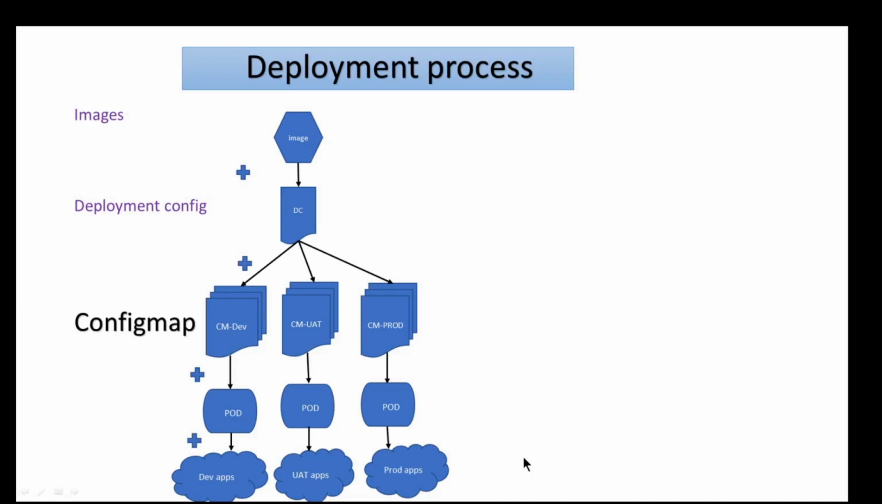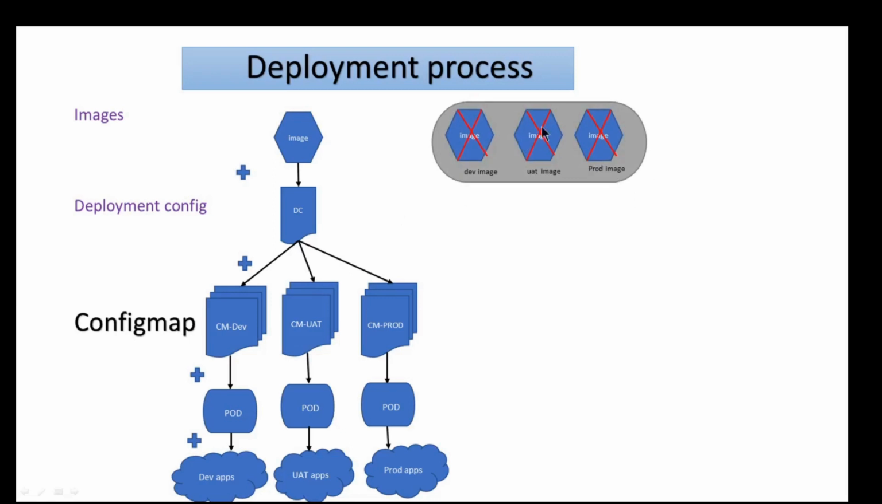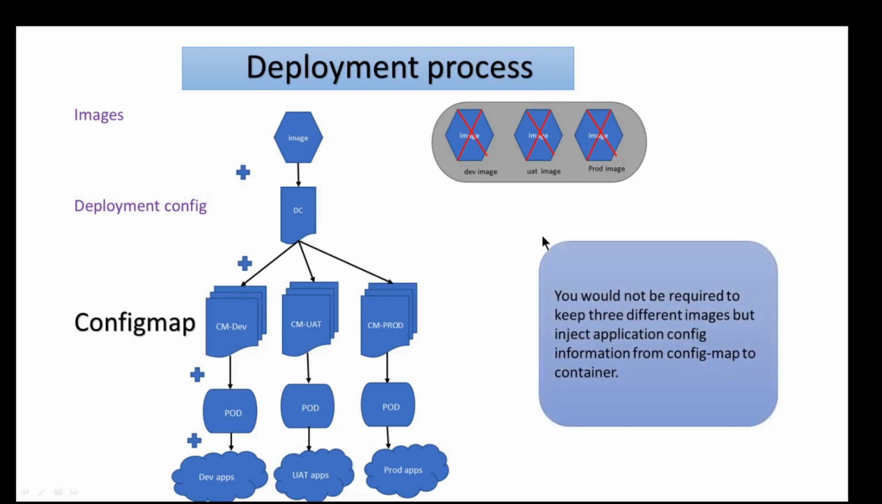Application deployed on 3 different environments with 3 different configurations, right? That being said, we don't want to manage 3 images, a dev image, UAT image, prod image, whereas we have only one image, but configurations will be pulled from the config map. So your application is deployed on 3 different environments. This is why we say it is easier to manage your application, right? You would not be required to keep 3 different images, but inject the application config information from the config map into the container.